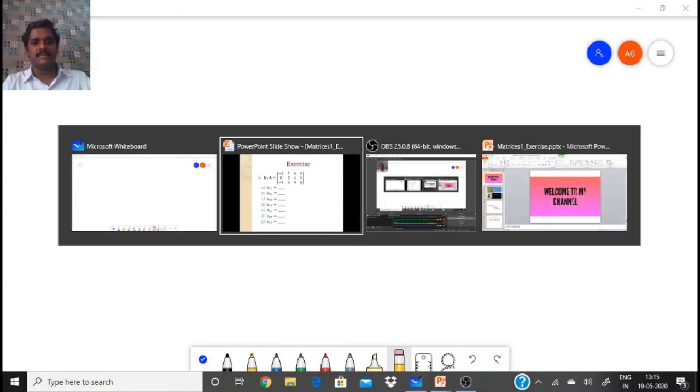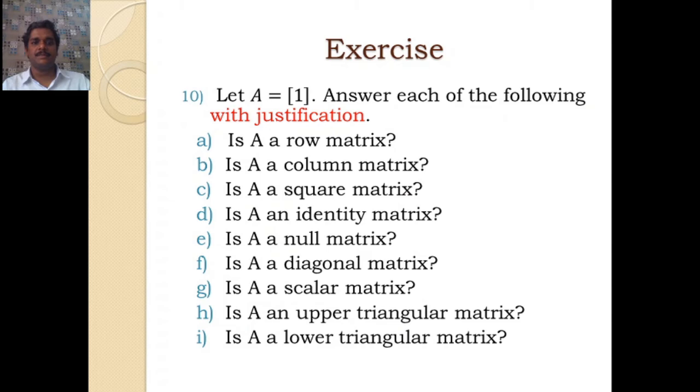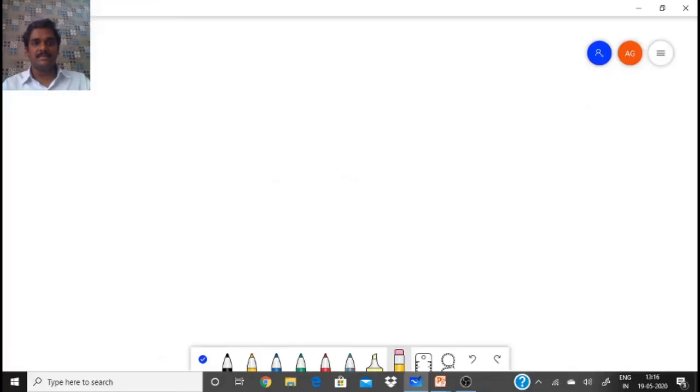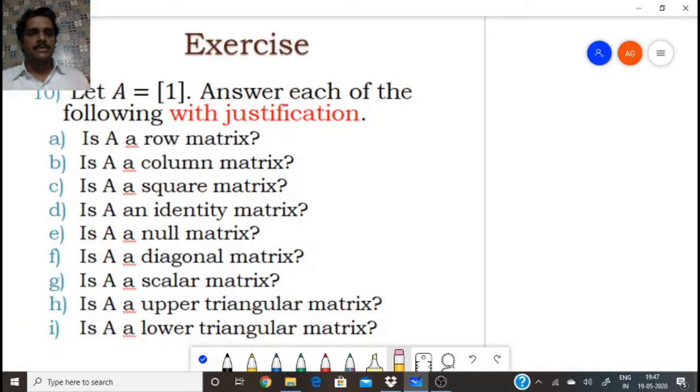Let's move to the next. Here is your problem number 10. I feel this is a very important problem. Let's discuss this problem number 10.